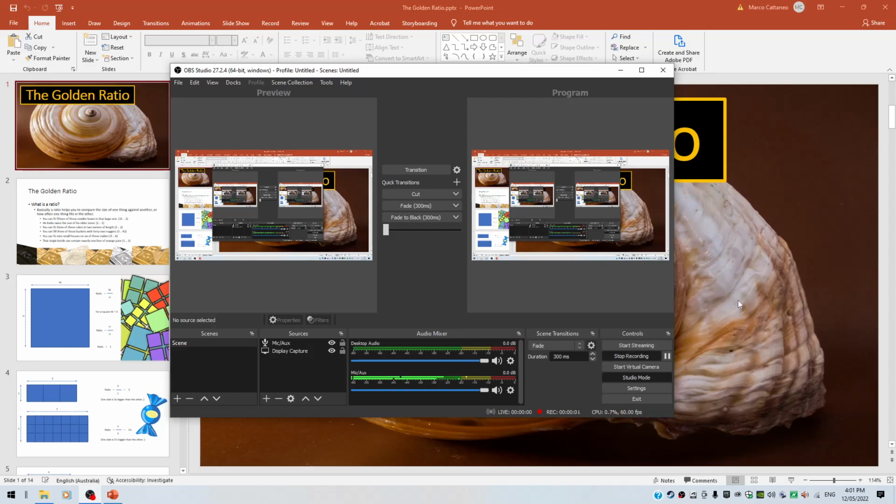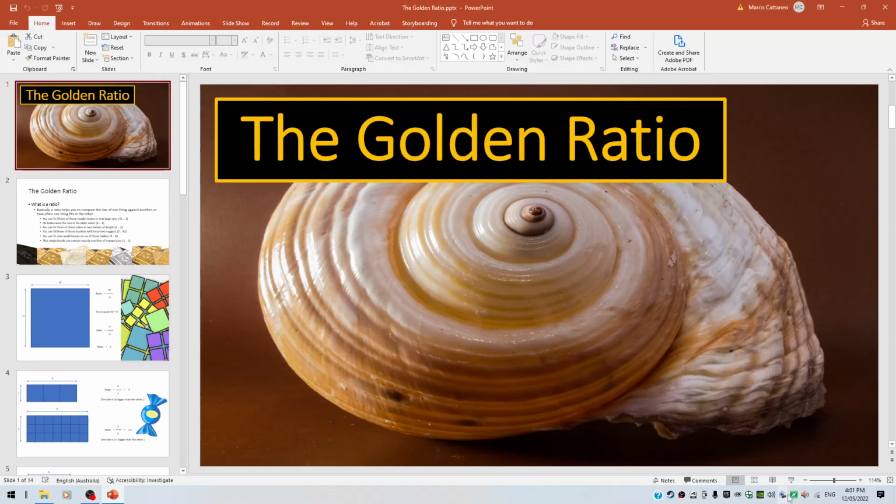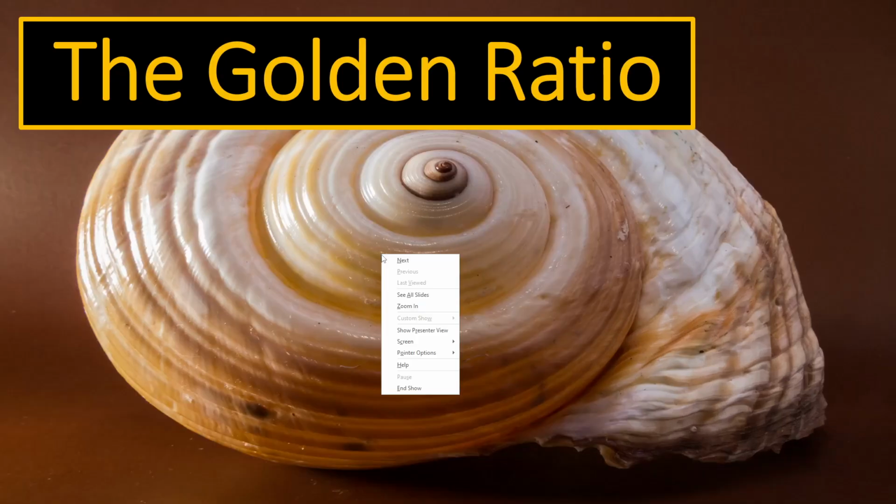Okay, we're recording. Let's start this slideshow. Let's also get a pointer. Let's have a red pointer.